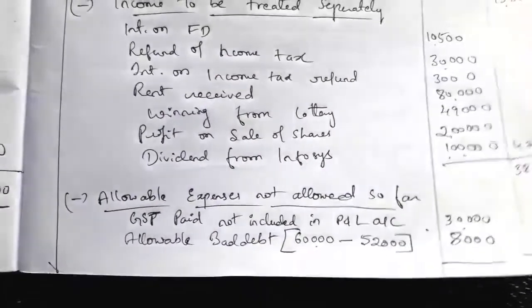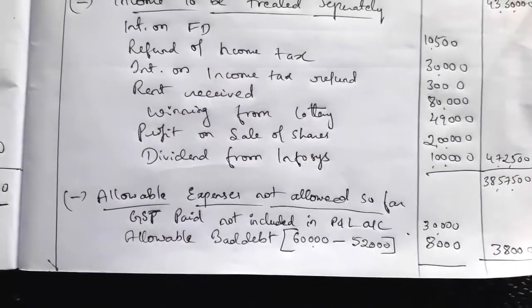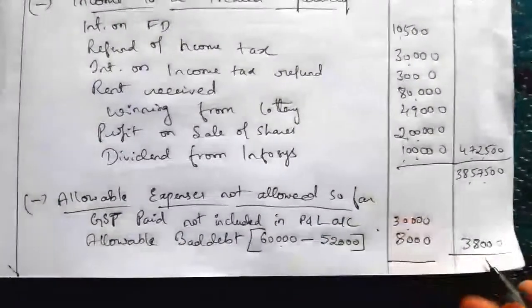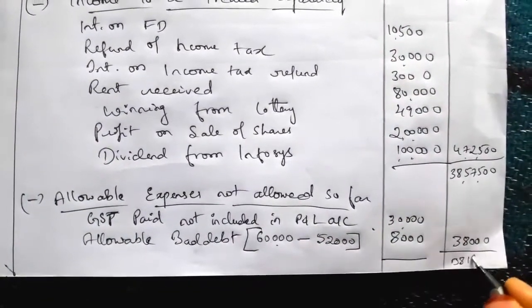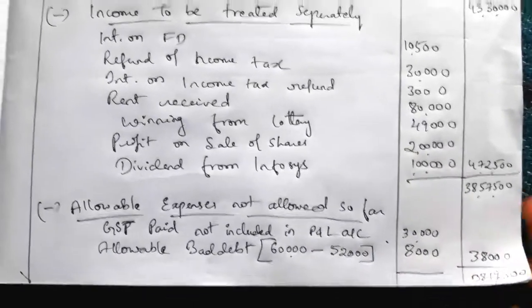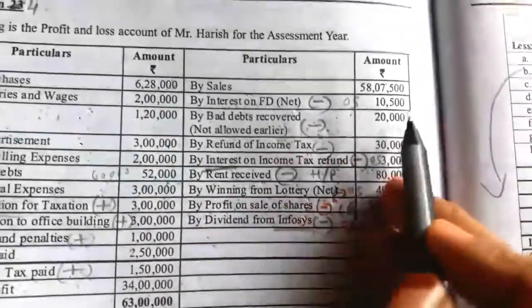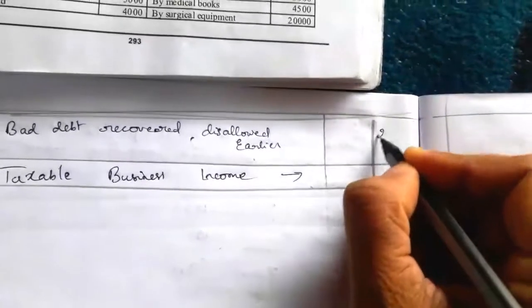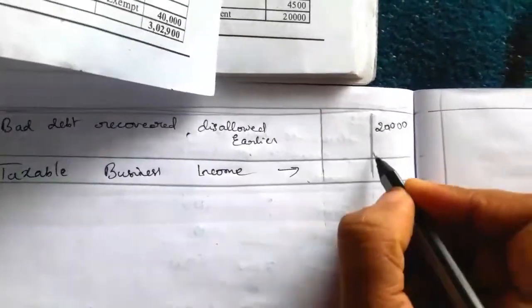38,57,500 minus 38,000 is equal to 38,19,500. So as per format, the last item is bad debt recovered disallowed earlier. So now deduct the bad debt recovered disallowed earlier. In the question they have given the bad debt recovered, disallowed earlier, so the value is 20,000. So from the above value we have to deduct the 20,000. So we will get the business income.